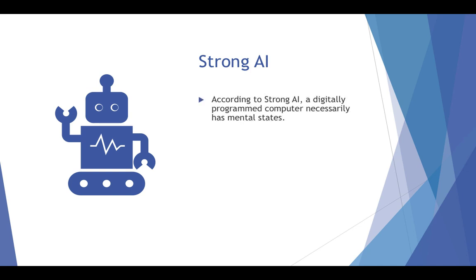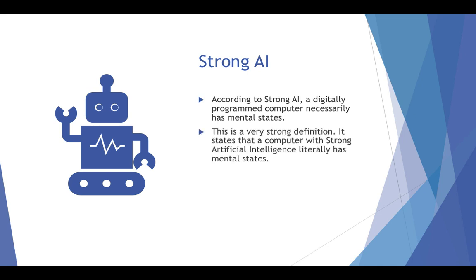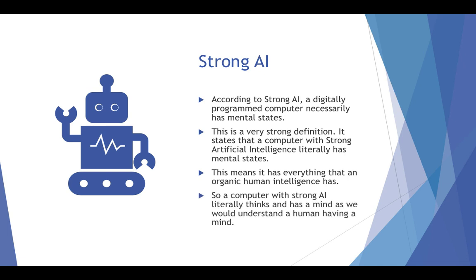Strong AI, what we mean by strong AI, is that a digitally programmed computer necessarily has mental states. Okay, it's a very strong definition. It states that with strong artificial intelligence, we will literally have mental states. We literally have a computer that can understand and has a mind. So it has everything that an organic human intelligence would have: a mind, mental states, the ability to reason and understand, and the ability to use logic and come up with original thoughts. This is the idea of strong artificial intelligence. So a computer with strong artificial intelligence literally thinks, has a mind, and would understand in the way a human having a mind does. Okay, so it's the same kind of understanding.